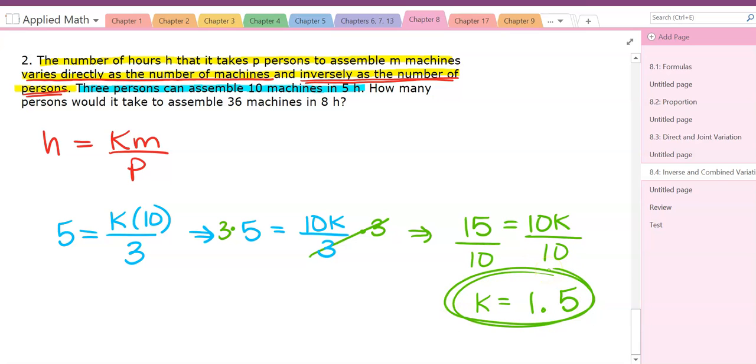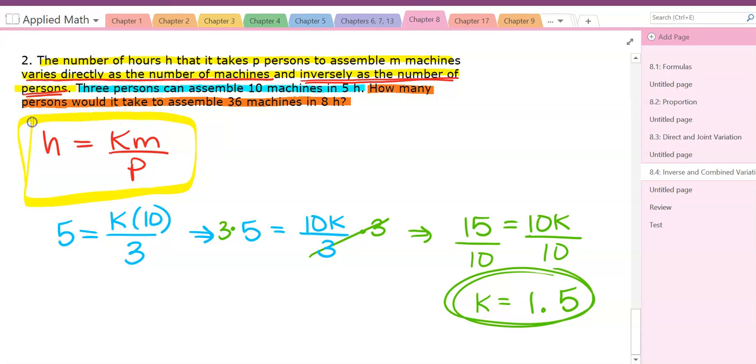Now we're not quite done because I haven't highlighted the rest of our problem here. Let's finish reading what it says. How many people would it take to assemble 36 machines in 8 hours? So the 1.5 is talking about how long it would take one person to do a whole machine by themselves. It would take them 1.5 hours. What I'm trying to find out now is how many people it's going to take to assemble 36 machines in 8 hours. So I still want you to use this equation right here.